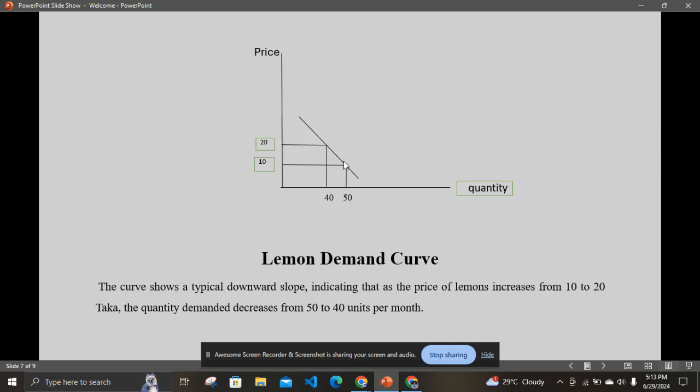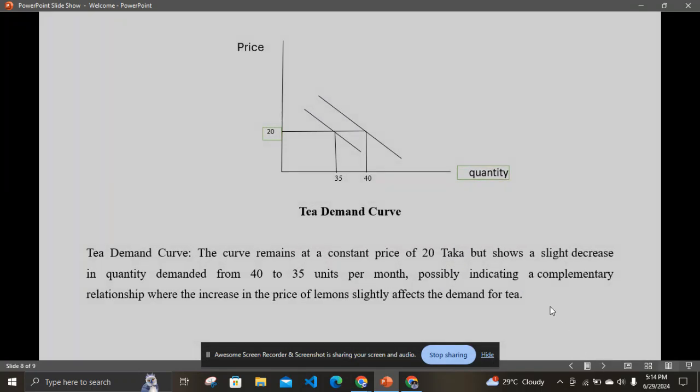We can see here the downward slope, indicating that as the price of lemon increases from 10 to 20 taka, the quantity demanded decreases from 50 to 40 units per month. So the quantity demanded is decreased from 50 to 40 units per month. So let's jump into the next curve.